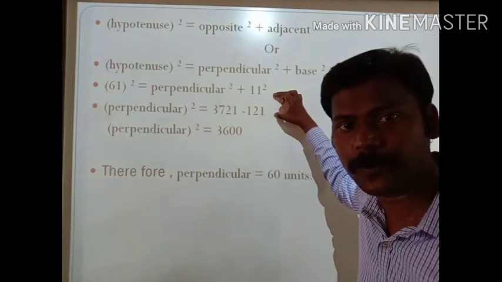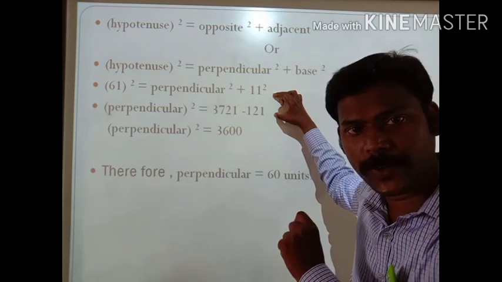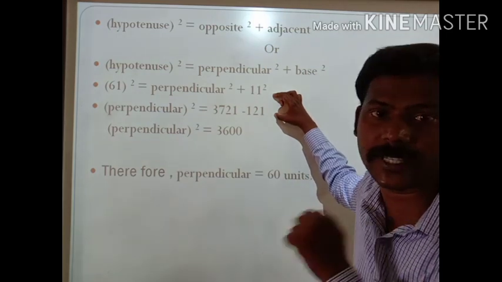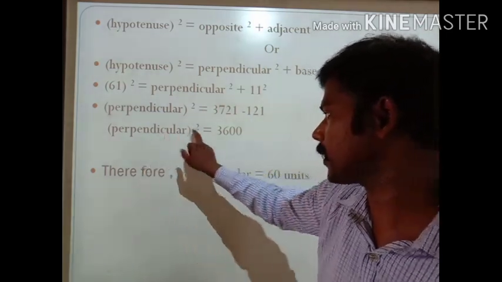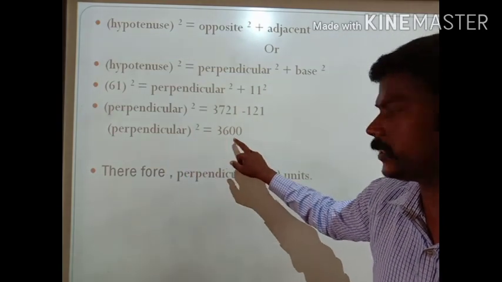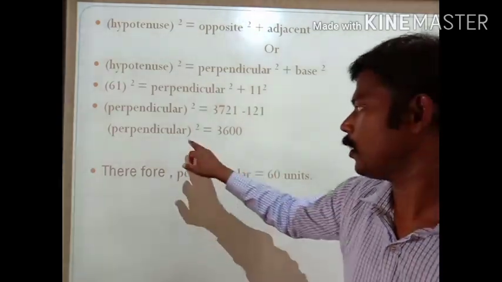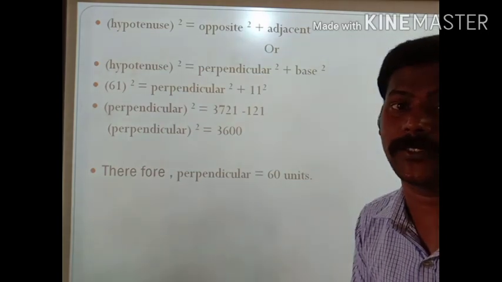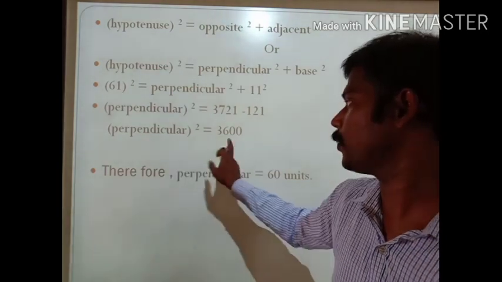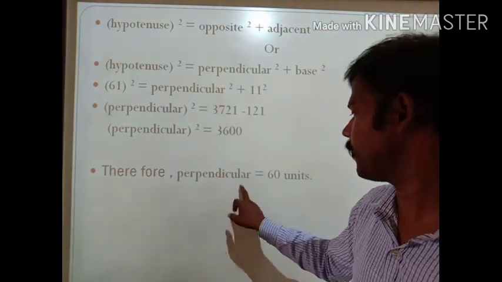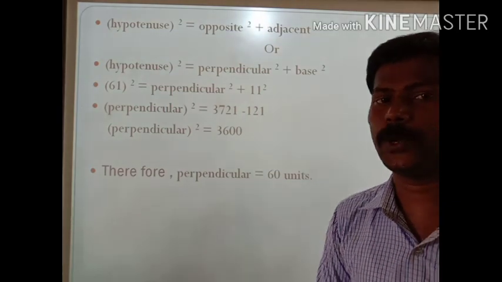Don't confuse this step. Roughly I will simplify and transpose the values for your understanding. So finally perpendicular square is how much? 3600. Now we want only the perpendicular, not the square. Square root on both sides. So the perpendicular value is how much? 60 units.